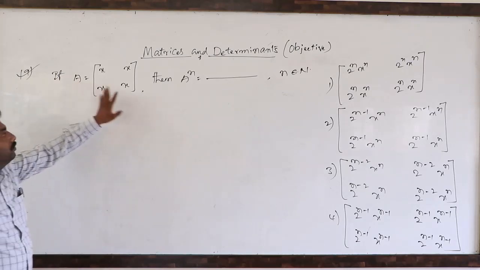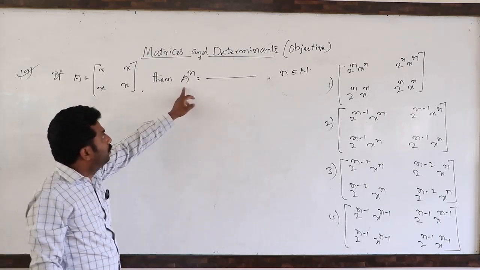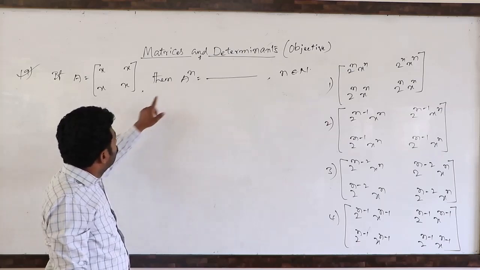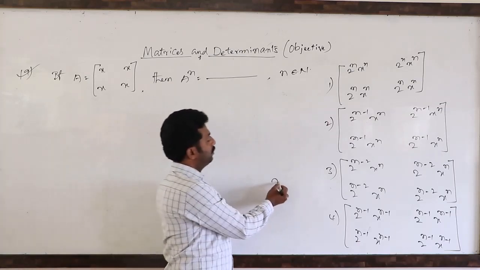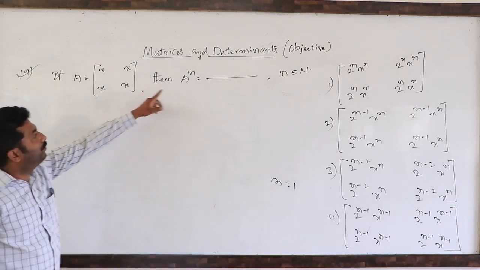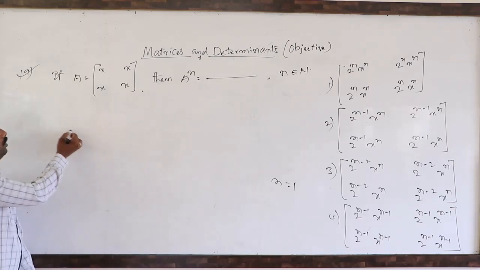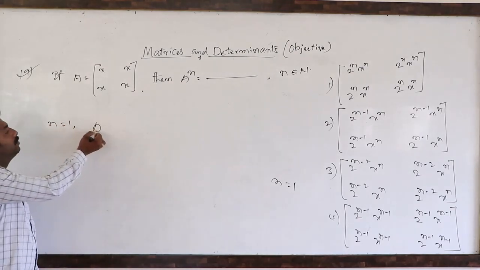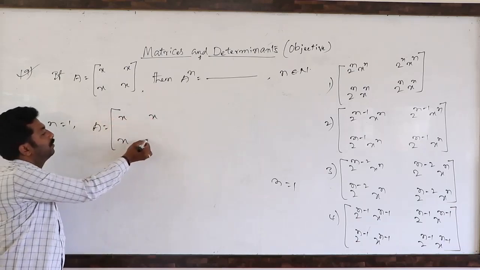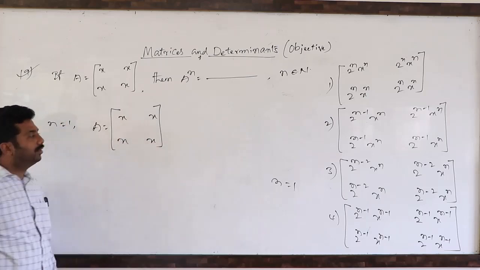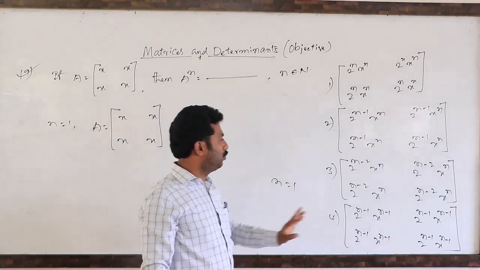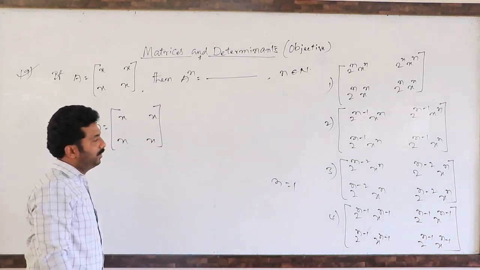If A is a square matrix of order 2 by 2, then A power n, where n belongs to natural numbers. Suppose n equal to 1, if I substitute n equal to 1, then A will come. So for n equal to 1, the matrix is the same matrix only. In the 4 options, if we substitute n equal to 1, we will see which are the suitable matrices.